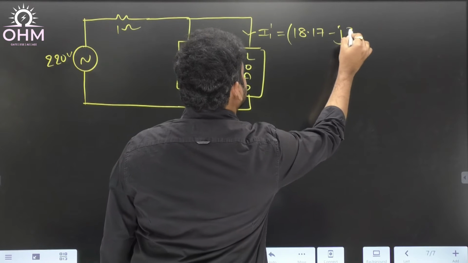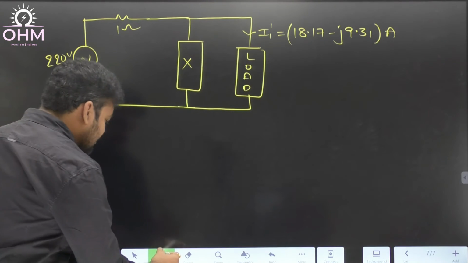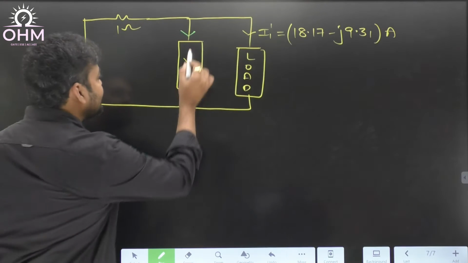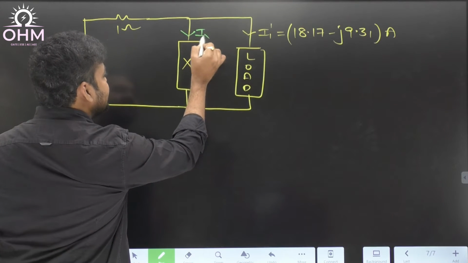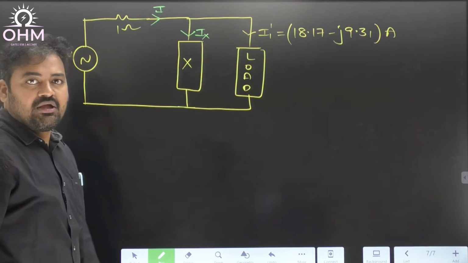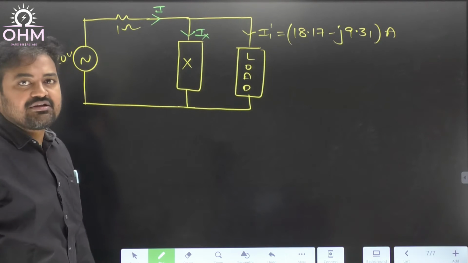18.17 minus J 9.31 ampere. Now the point is, what should be the current drawn by this reactance part? If I know the current drawn by this reactance, let's say Ix, then I can find out the total input current I. What is our aim? Our aim is the total input current must be unity power factor current.